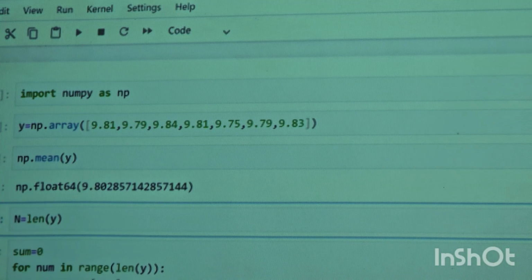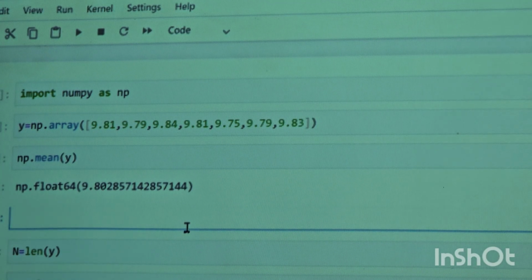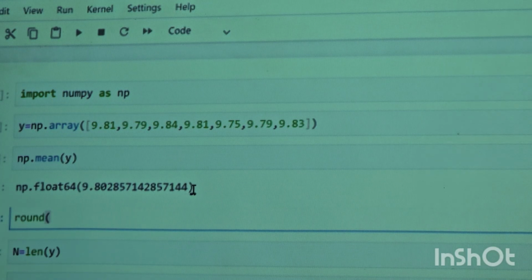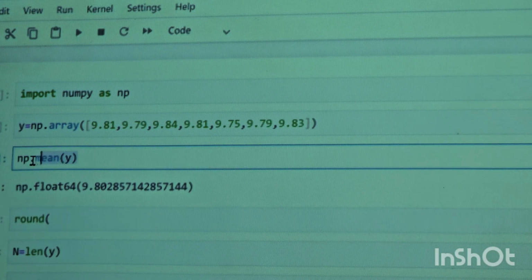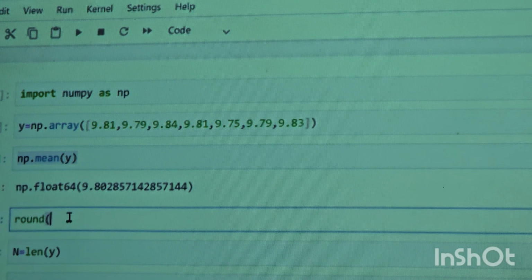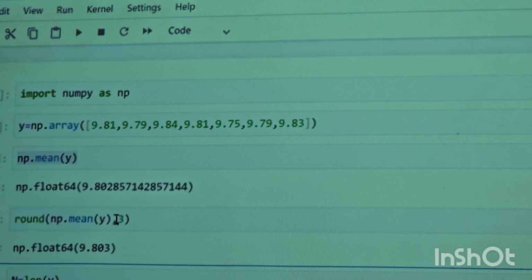So what we could say is that you want to round off this number, the mean value, to say 3 or 2 places after the decimal.